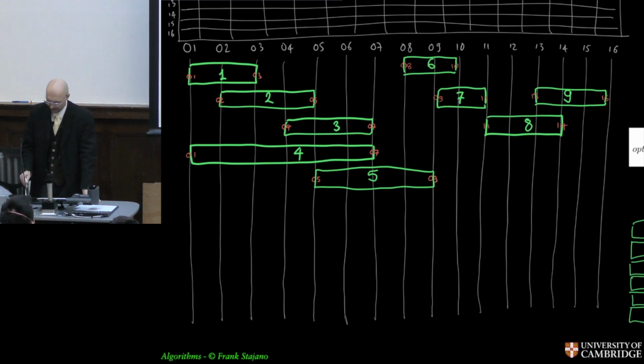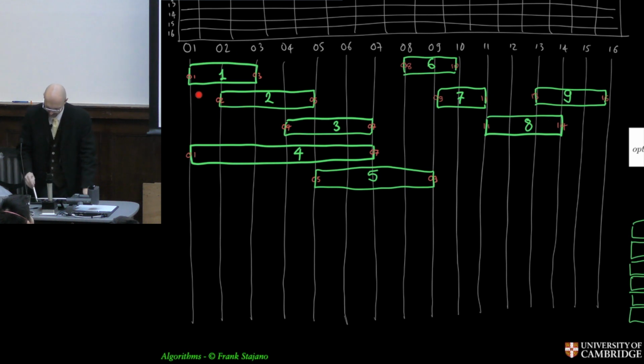So I take out any activities that overlap with 7 because they clearly couldn't be in the same solution as 7. I remove the 6. Then everything before 7, I find an optimal solution for that. And everything after 7, I find an optimal solution for that.